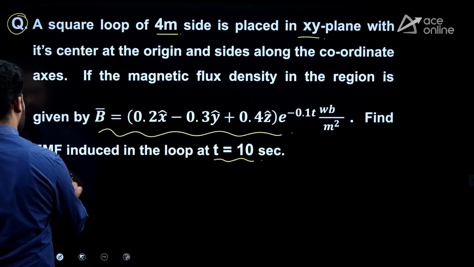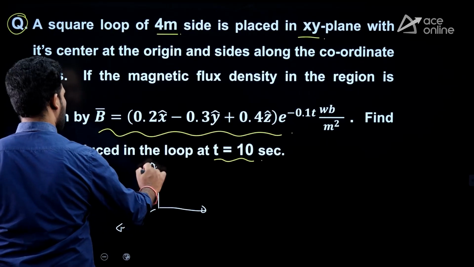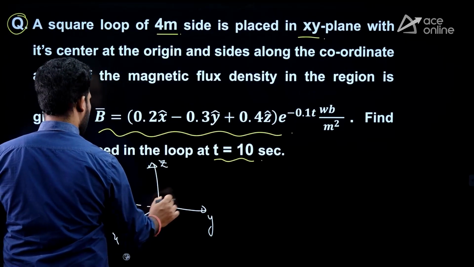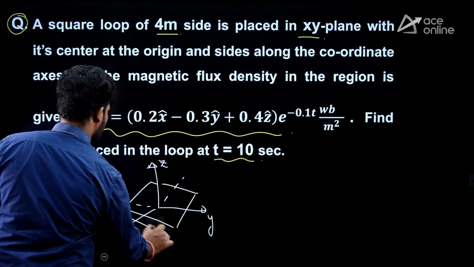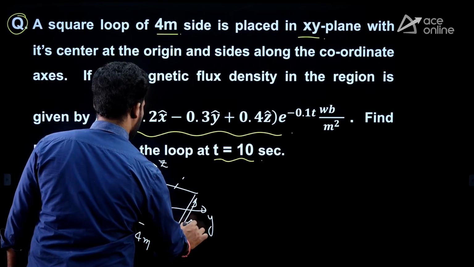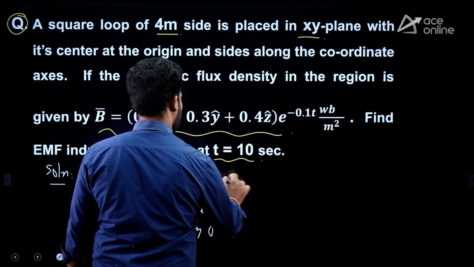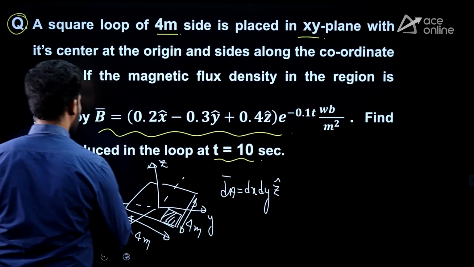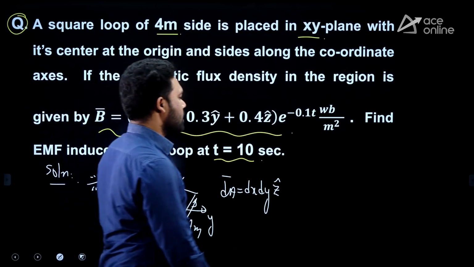See here guys. So there is a loop here placed in the xy plane. These are x, these are y, these are z. So it is a negative x, negative y. There is a loop here. So this is having a side 4 meters. This is 4 meters. Then what happens to the differential area? dx dy z cap. In this region, there is a magnetic field B. He is asking what is the EMF induced.